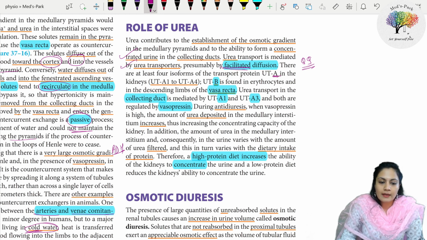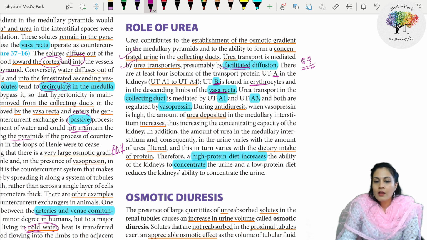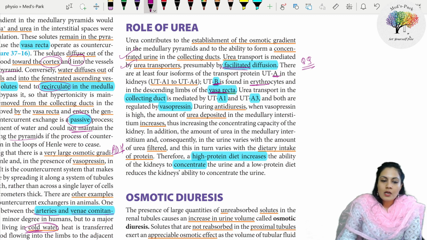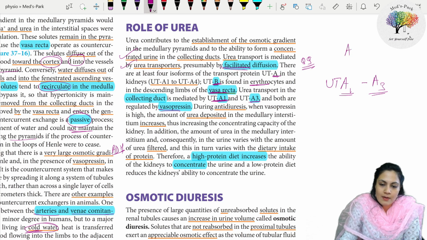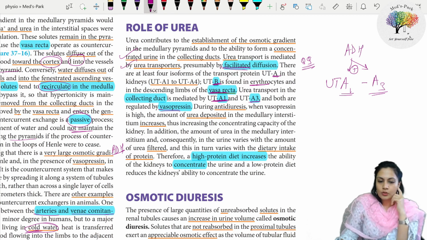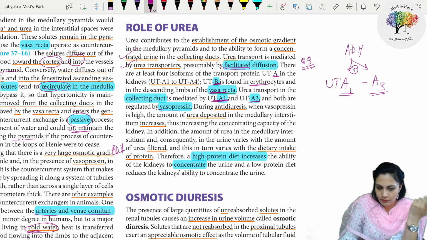UTA is going to be there, that is UTA 1, 2, 3, 4. UTB is found in the RBCs and in the vasa recta, that is erythrocyte, and in the descending limb of vasa recta. Urea transport in the collecting duct is mediated by A1 and A3, and both are regulated by vasopressin. So you can mention over there that if the vasopressin is present, these two are going to get activated by the ADH. So I can write over here, in the presence of ADH, they are going to get activated, and both are regulated by vasopressin.